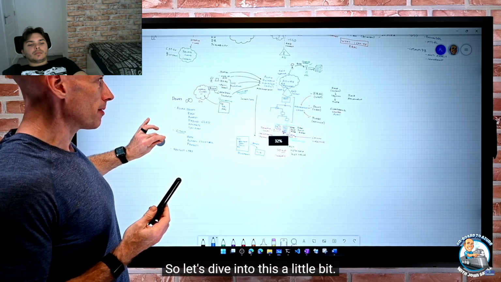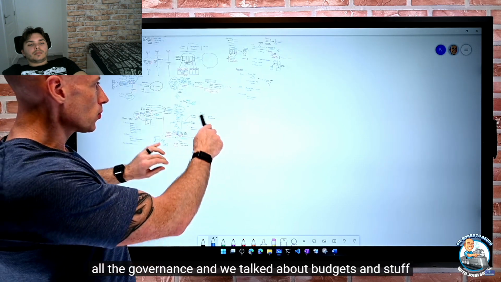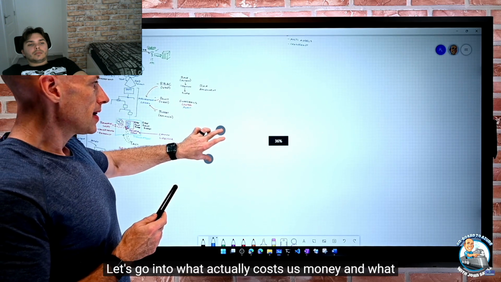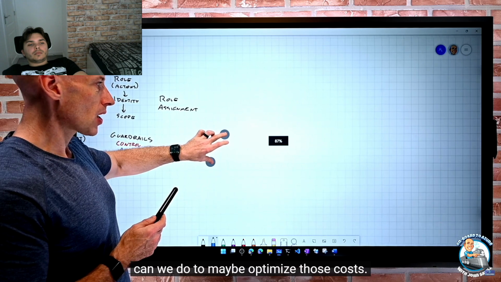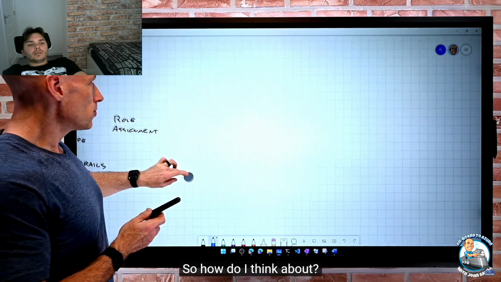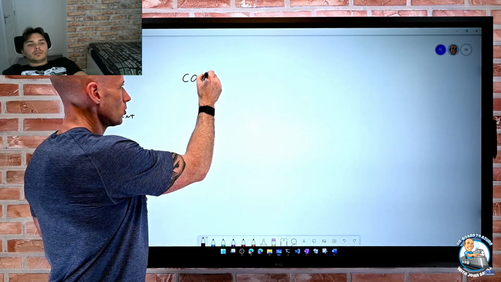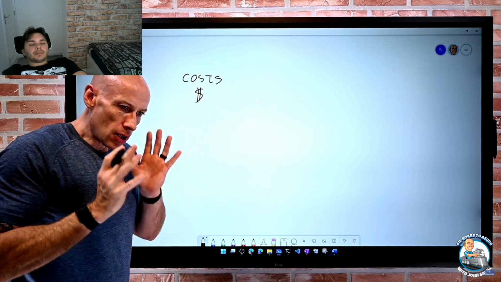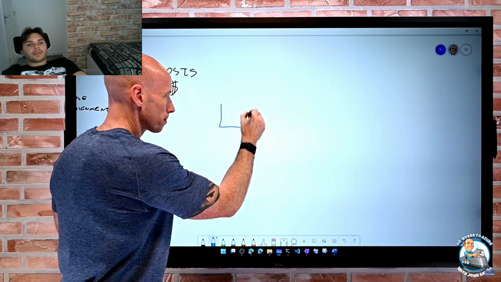So let's dive into this a little bit. These are all the governance, and we talked about budgets and stuff like that. Let's go into what actually costs us money, and what can we do to maybe optimize those costs? So how do I think about costs in Azure? Remember, fundamentally, we're often creating a resource.